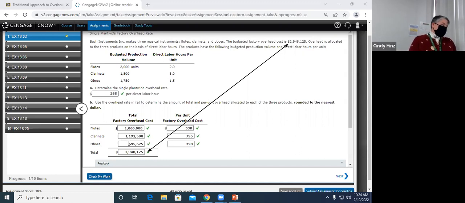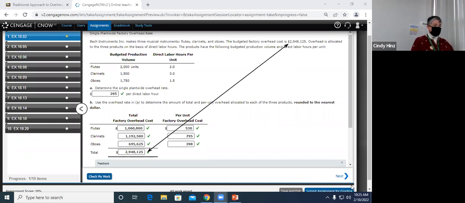And maybe they calculated the total for the oboes first and then divided by the number of oboes to get the per unit and then rounded. I'm going to say that's how they did it because they put the columns in that order. To me, that's not the most natural. When I did it, I had the total hours still.